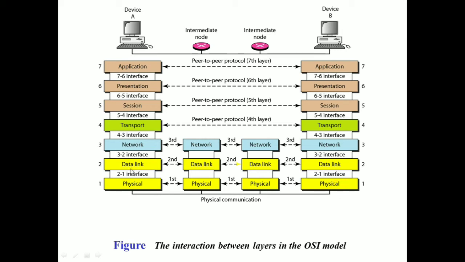And now we have the data link layer, network layer, and so on up to the application layer. Now we have some interfaces. This is the 7/6 interface, which is the interface between layer 7 and layer 6, and here we have the 6-5 interface, which is nothing but the interface between the presentation layer and the session layer, and so on.